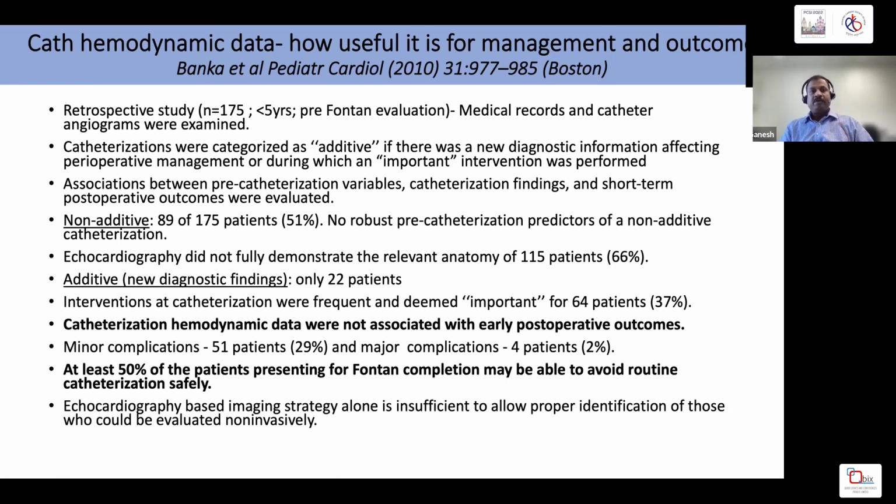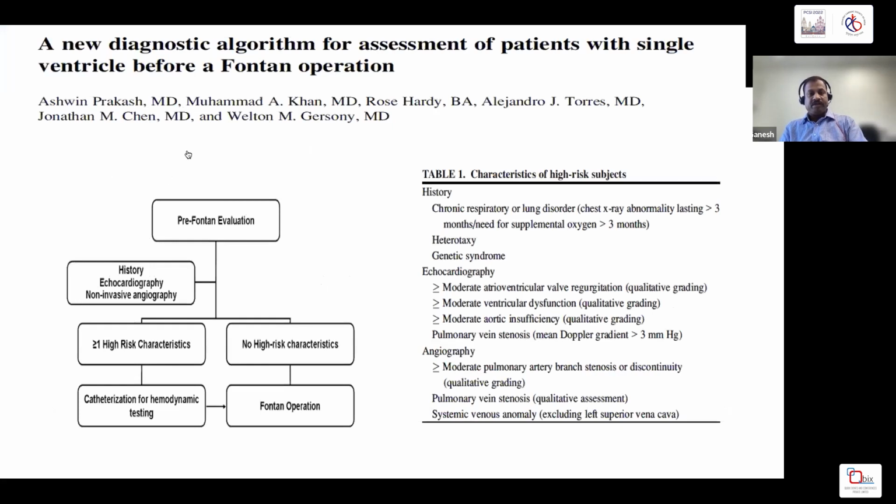This study concluded that 50% of caths can be avoided with adequate non-invasive imaging, but they also concluded that echo alone is not sufficient. We have to do some other form of cross-sectional imaging, which is either CT or cardiac MRI. The same group from Boston, based on the results of the previous study, came up with this algorithm and tried to categorize patients into high risk and low risk using the parameters described in this table based on history, echocardiography, and angiography. If patients had one or more high risk categories, they did cardiac catheterization, and those with no high risk categories went directly for Fontan operation.